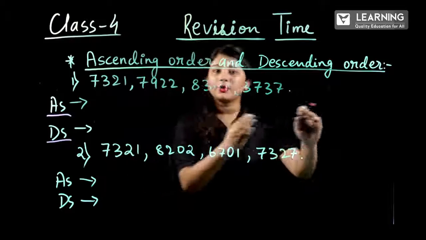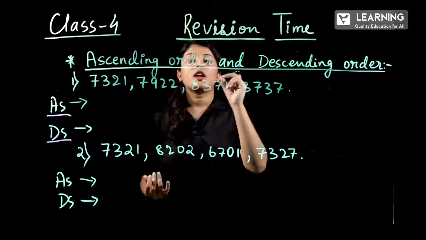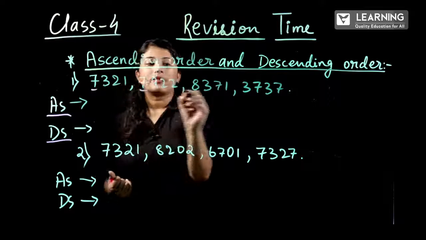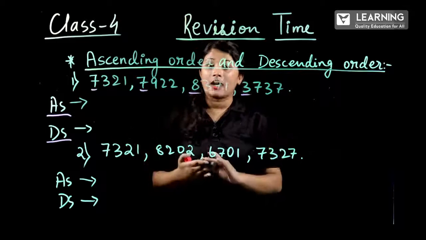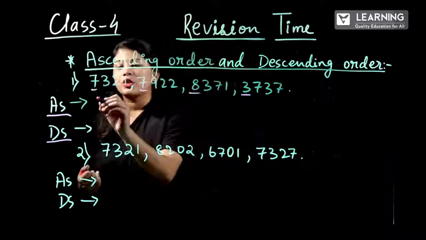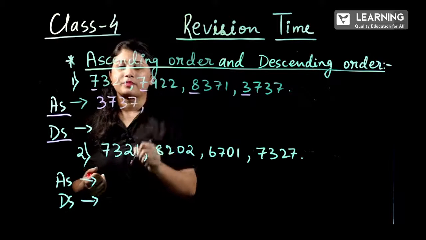So how are you going to find in a sequence which one is ascending? The first number, every time you have to focus on that. 7, 7, 8, 3. Which is the smallest, because ascending starts from small to big. So 3 is the smallest one. So we will write 3, 7, 3, 7.